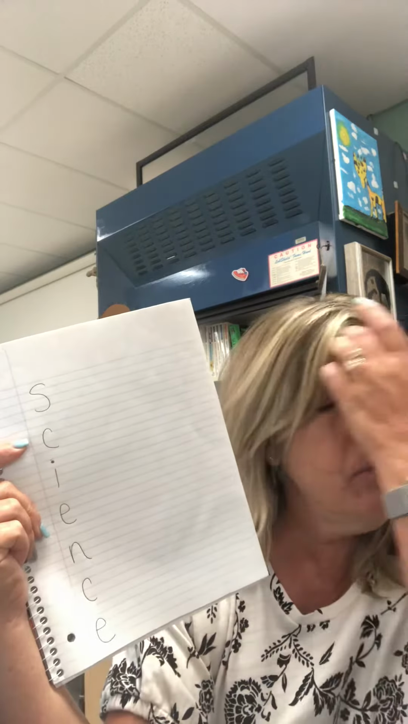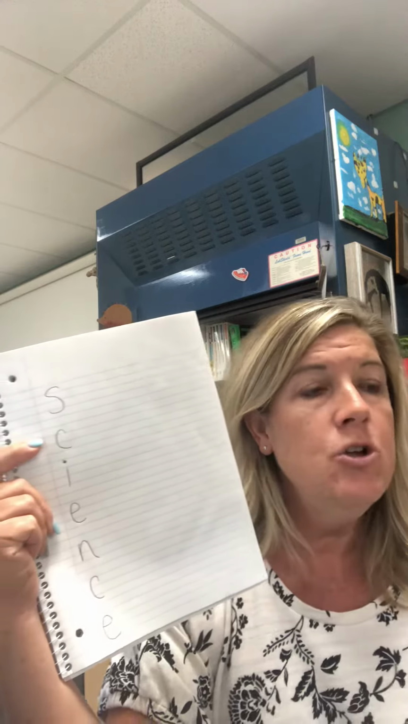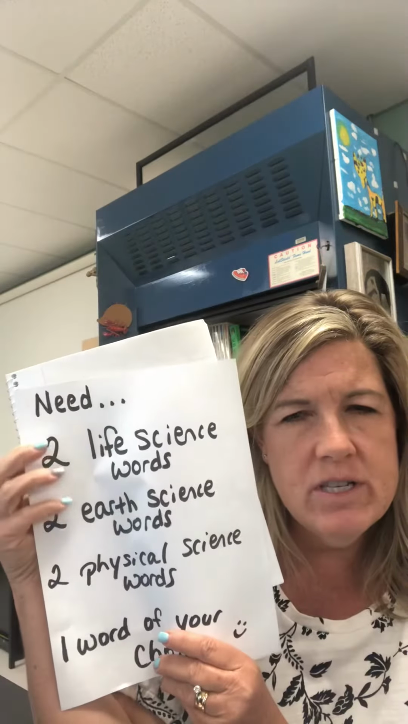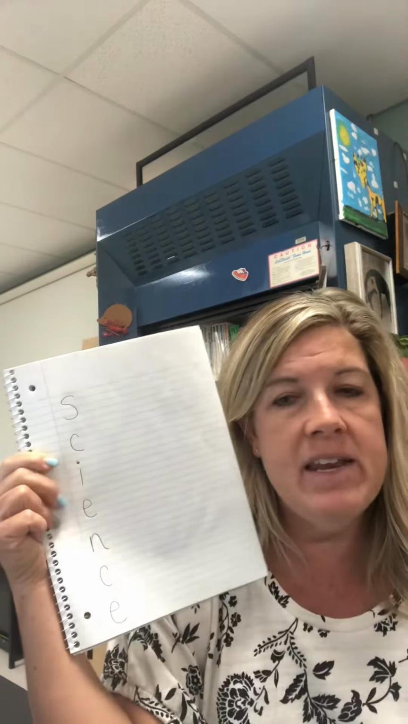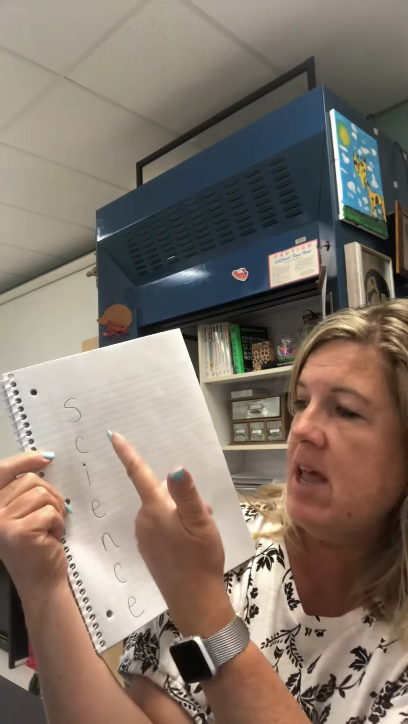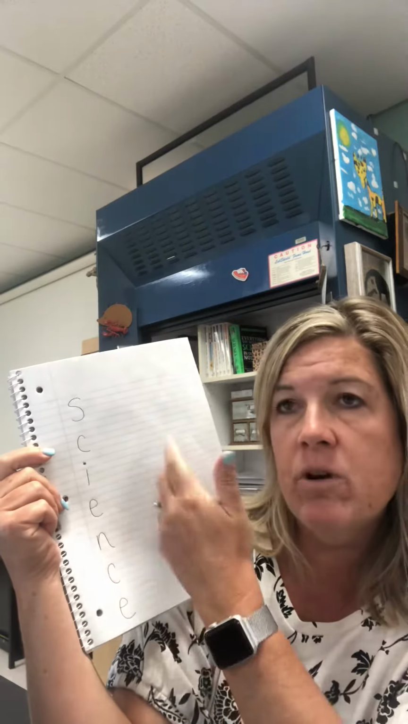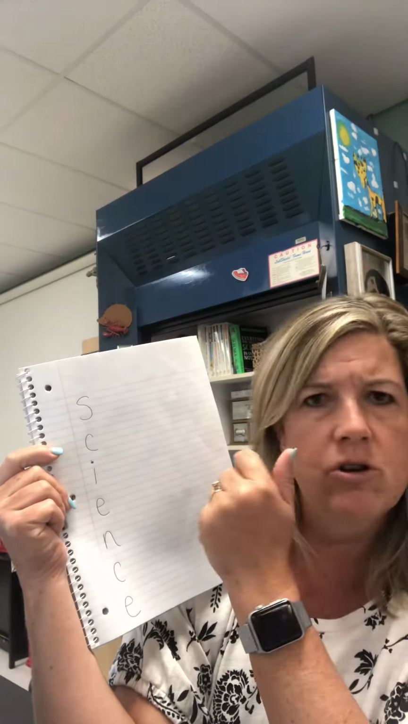You can use your science handbook. That's the hard book. You can go on the web and look up words that deal with life science. And I want you to find 2 words that deal with life science. Now, they need to begin with 2 of these letters that are in the word science. So if you did the S and the C and you wanted those to be your life science words, you could do salamander and chlorophyll.